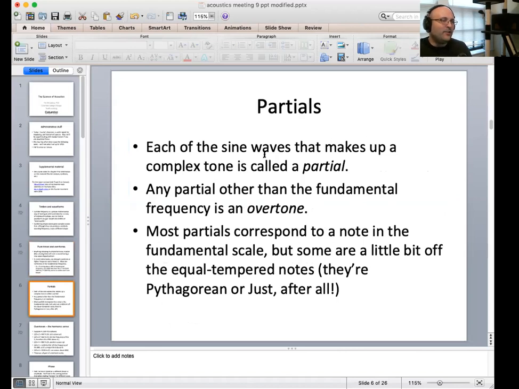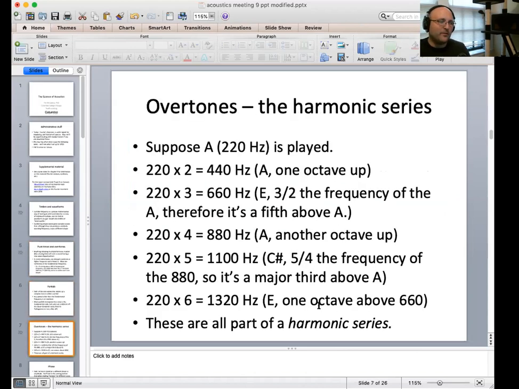Okay. So each sine wave that makes up a complex tone is called a partial. You have the fundamental, and the overtones are the higher bits. All right. And most of the overtones correspond to real notes if your fundamental is supposed to be playing an actual note. So I guess the point is the overtones you get aren't just random gibberish. They'll often be related to the fundamental you're trying to play. And a quick example is, let's say A220 is being played somewhere. So you have a string playing A220.